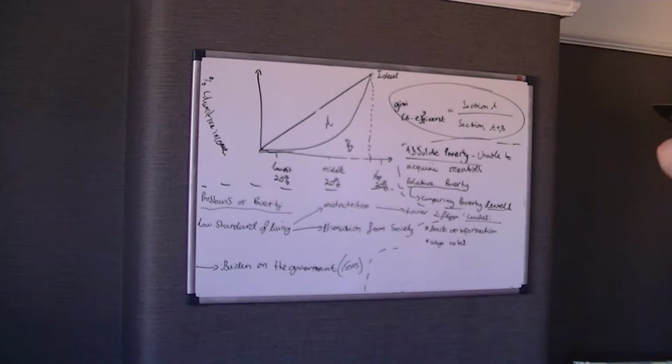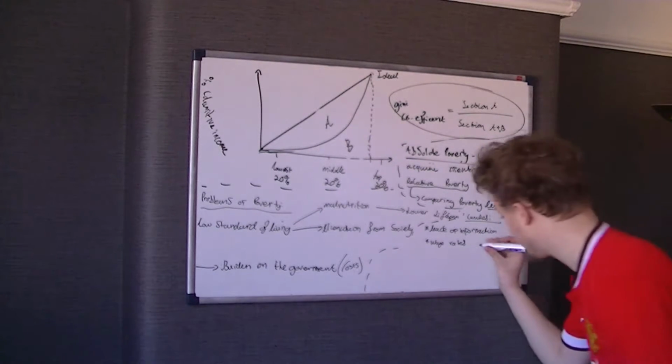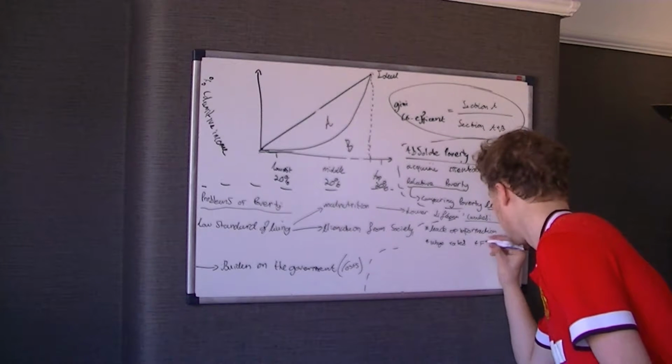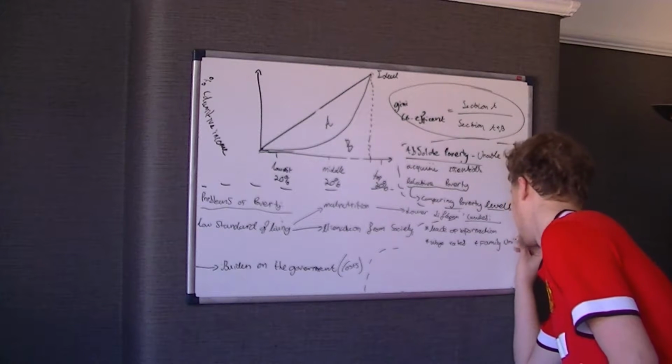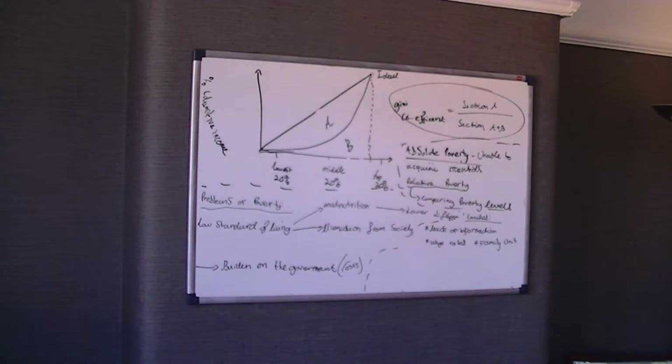Okay, so the next one, we call it a family unit. This one is a bit more obscure in terms of it doesn't tell you exactly what's on the tin, kind of thing.